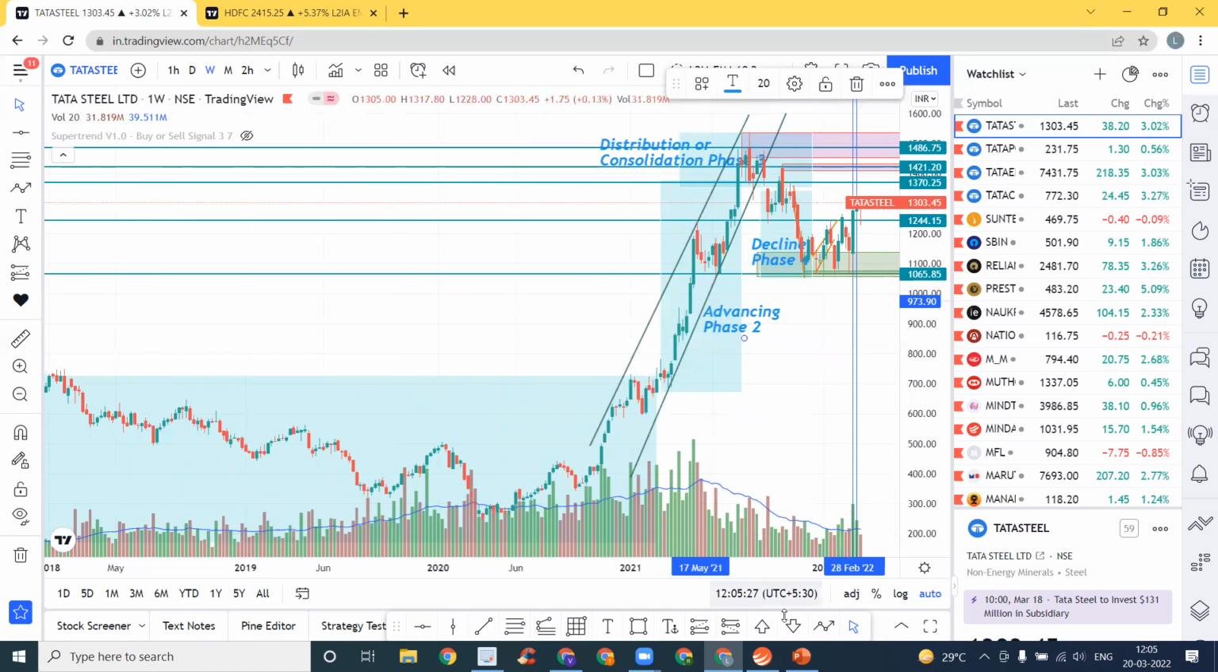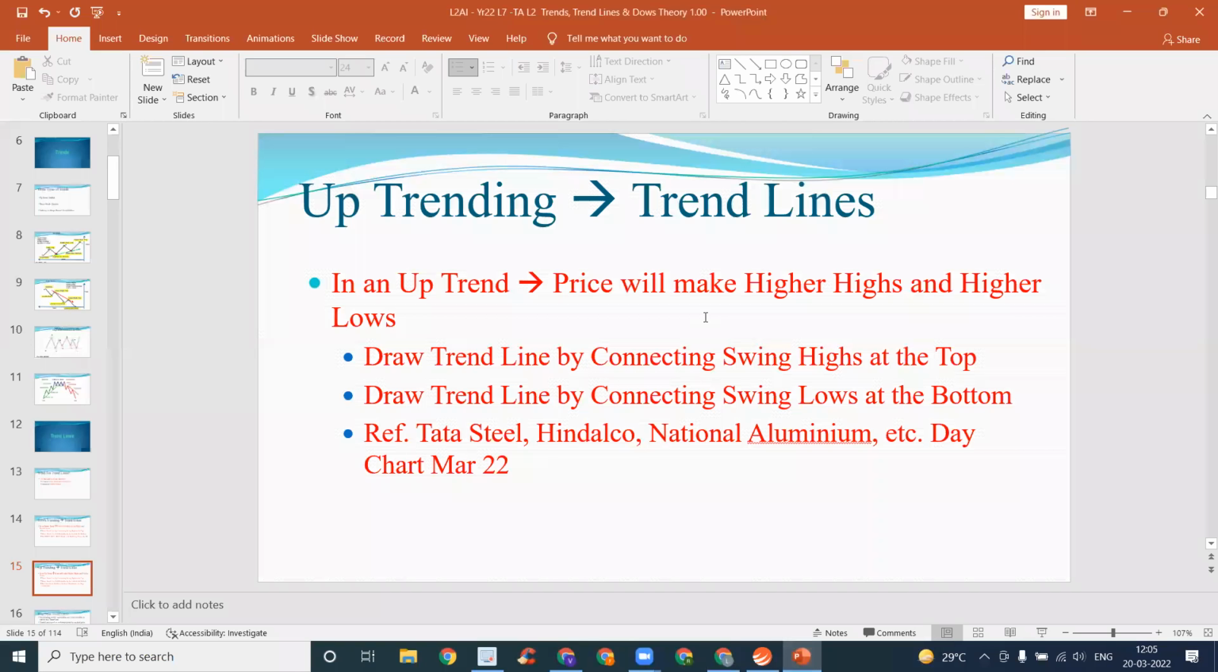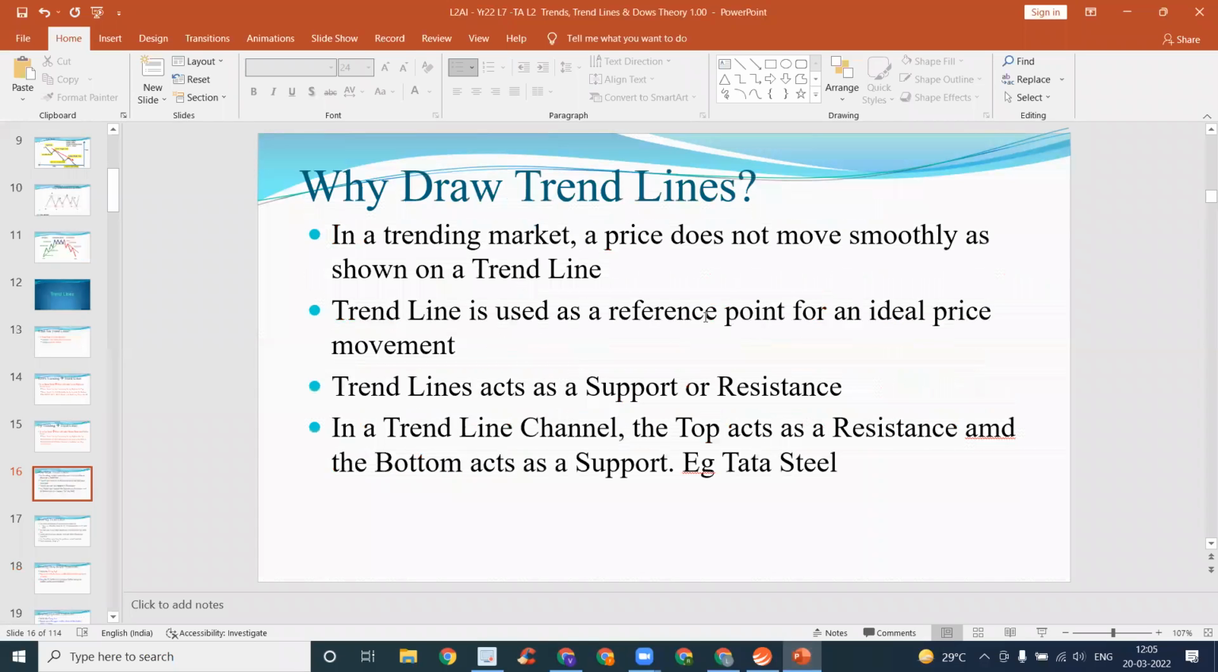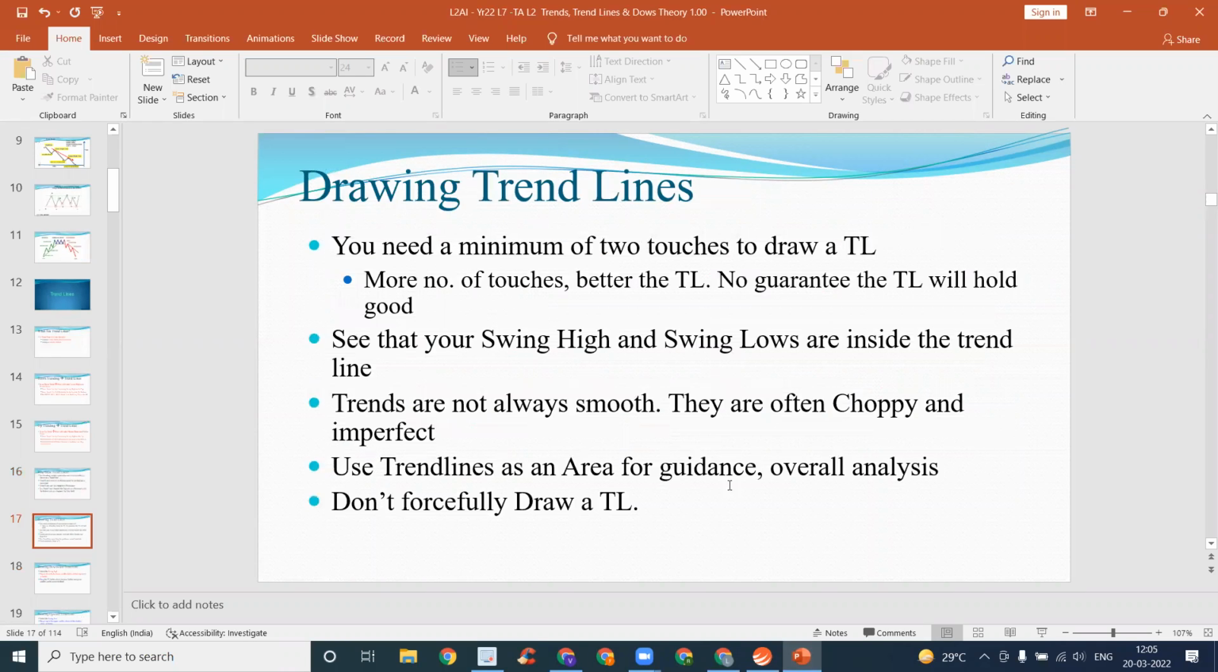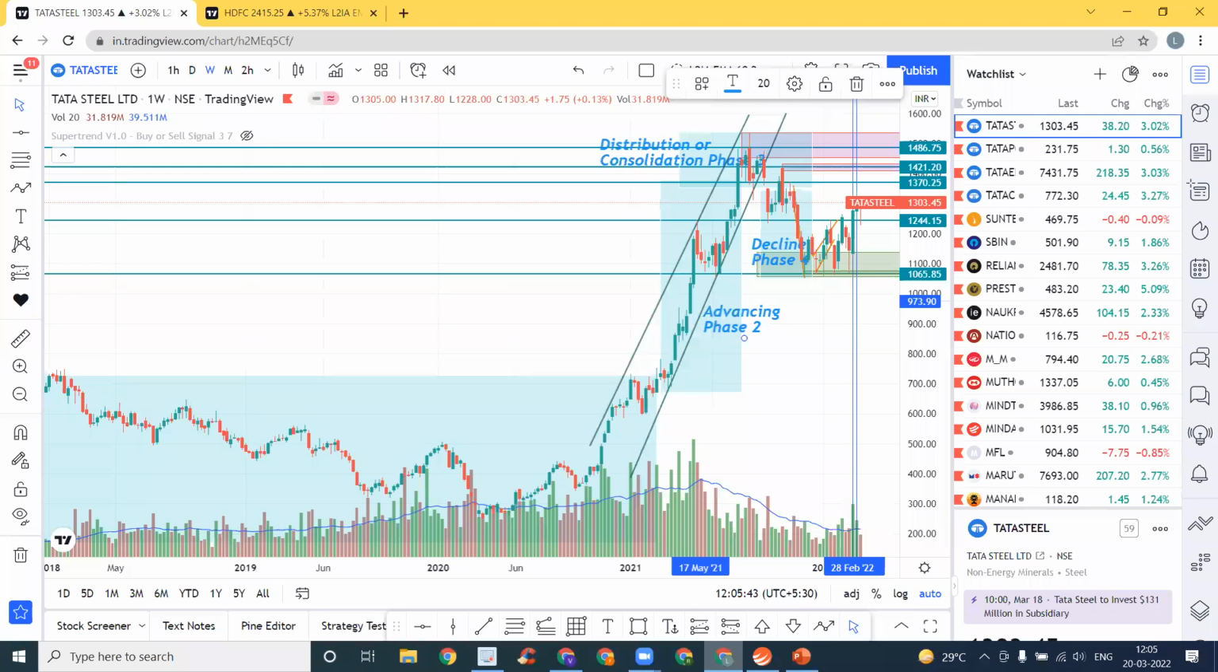So you have to understand this. Every stock moves in different phases. Why draw trend lines? It is used as a reference point. It helps us understand what the support and resistances are. Now, when I'm drawing a trend line, you saw this in Tata Steel. It took support here, it took support here, it took support here. Here it took the resistance.